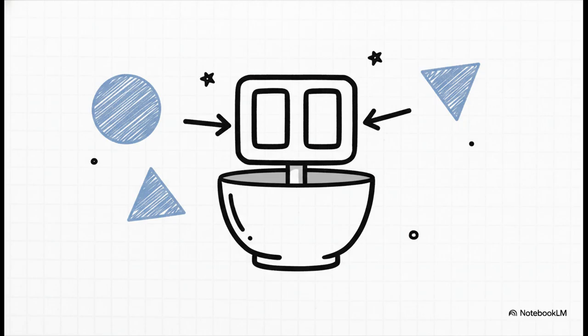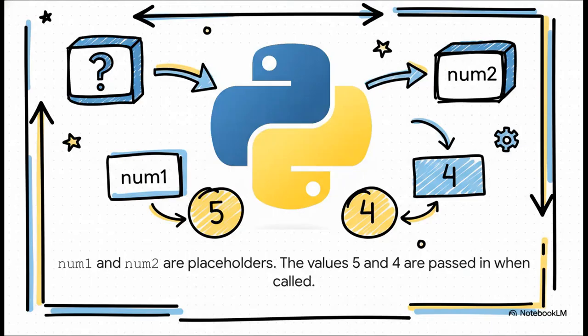Okay, so how do we actually use these ingredients? Well, when you're first defining your function, you create little placeholders for them right inside the parentheses. Think of them like little empty slots, just waiting for you to drop the real data in later. And this example just shows it perfectly. In our function definition, num1 and num2 are our placeholders. Then, when we actually call the function, we pass in real values, like 5 and 4. What happens is, Python sees that 5, and it flows right into that num1 placeholder. It sees the 4, and that flows into num2. Now the function has the specific ingredients it needs to do its job.